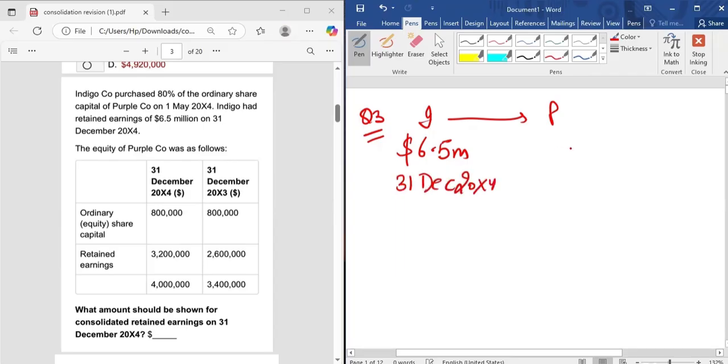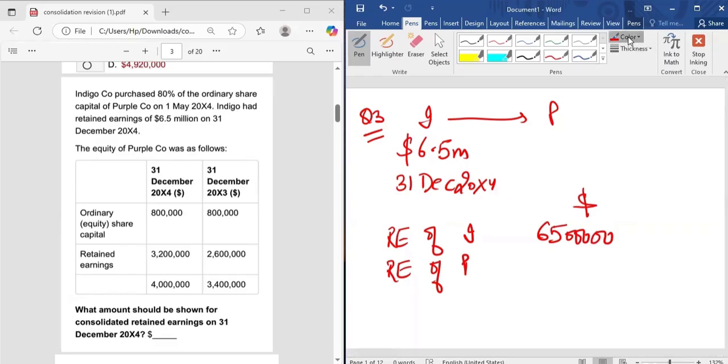So these are the retained earnings of the parent on 20x4. We have to find the retained earnings of P, which is our subsidiary, so that we can find the consolidated retained earnings. The formula for consolidated retained earnings is the retained earnings of Indigo, our parent company, plus the retained earnings, or I can say the profit, of Purple Company, which is our subsidiary. The retained earnings of our parent company are directly given as 6.5 million, or I can write it as 6500000. All right. Now I have to calculate the retained earnings or the profits of P company. So let's make a working note for this.